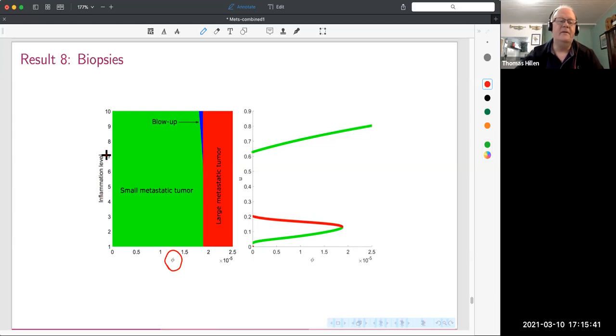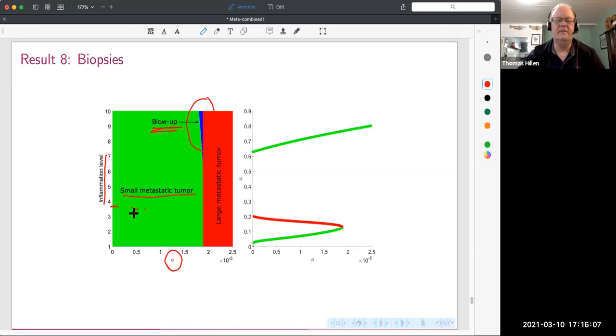And then here we have an inflammation level, which is then induced maybe through a biopsy. And we get a blow up or growth through biopsy only here in this little blue wedge. Okay, so what this means is in the green area, let's say if we have a small biopsy, maybe on this level, then we keep a small metastatic tumor.